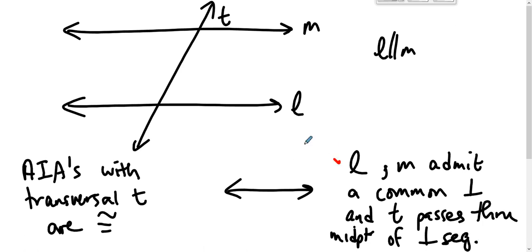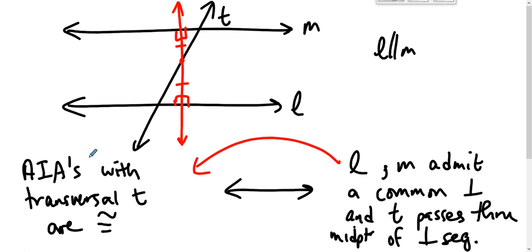So let's go this way first. Let's assume that L and M admit a common perpendicular. And let's assume that T passes through the midpoint of that common perpendicular segment. Well, I think you could probably finish off this proof, couldn't you? How would we prove that the alternate interior angles are congruent? How would we prove that this angle is congruent to that one?